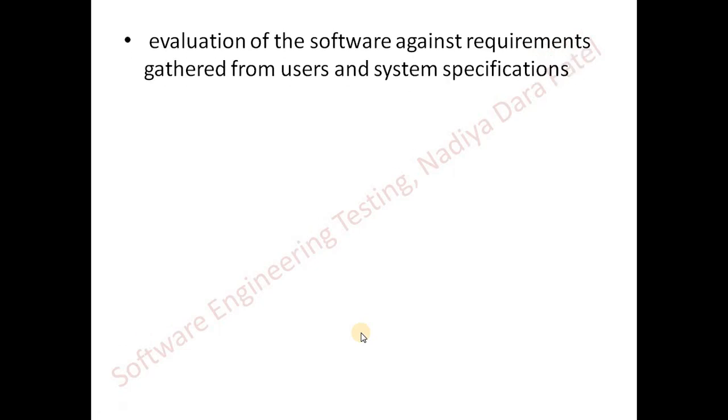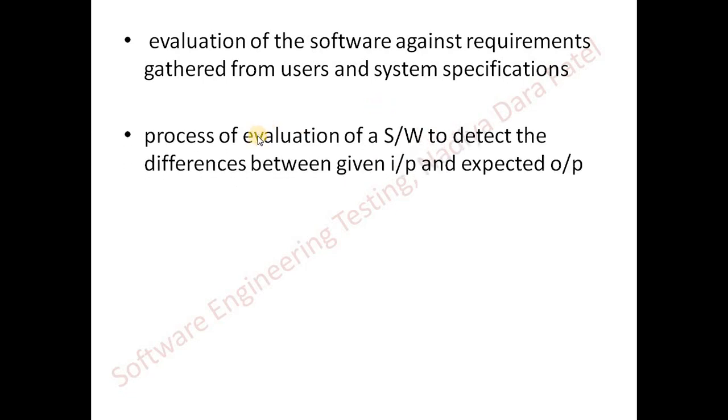Evaluation of the software against requirements gathered from users and system specification. We are going to evaluate. Evaluating is separating or cutting down things and checking them against system specifications. It is the process of evaluating a software to detect the difference between given input and expected output. So is there any deviation? What exactly is deviation?